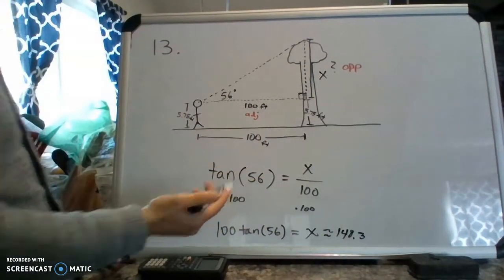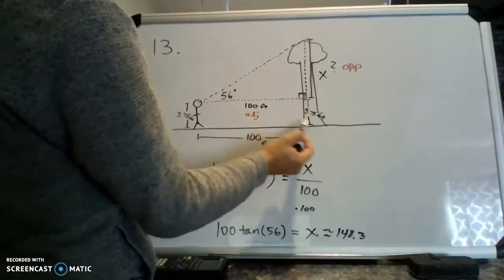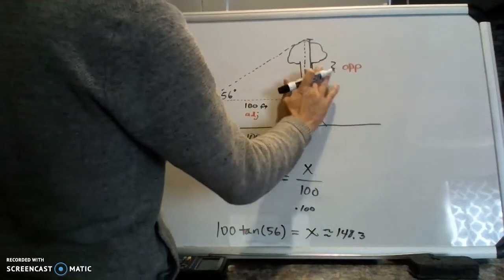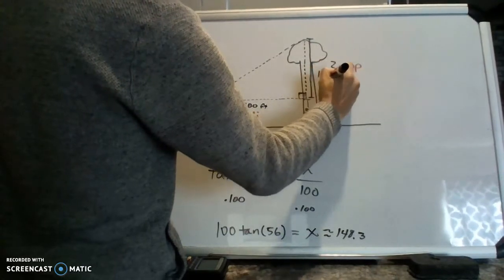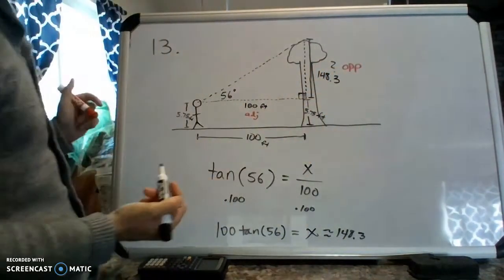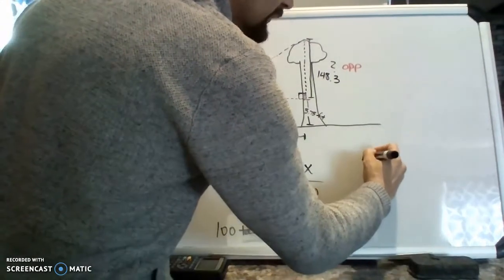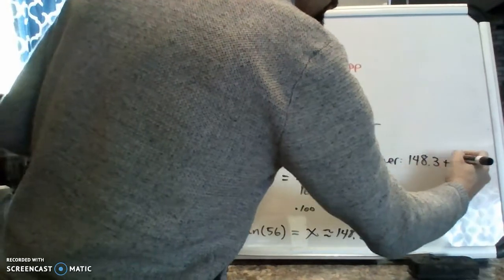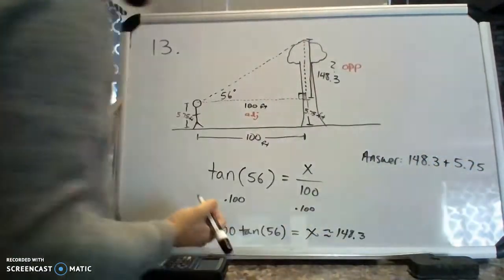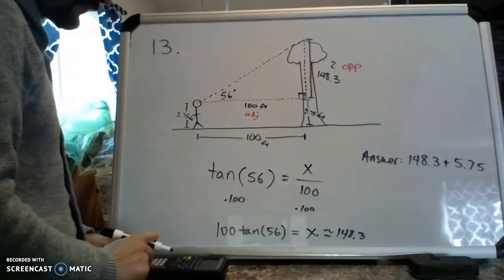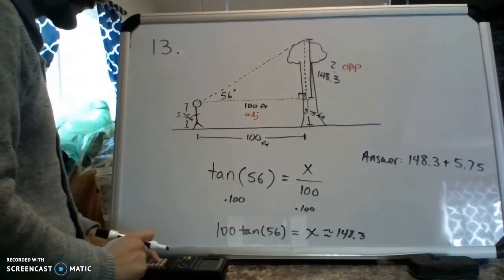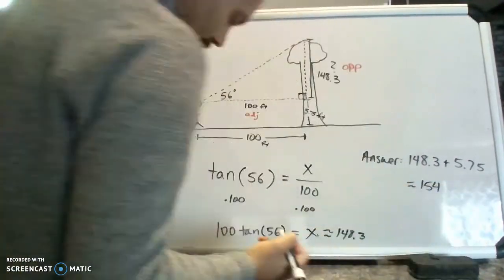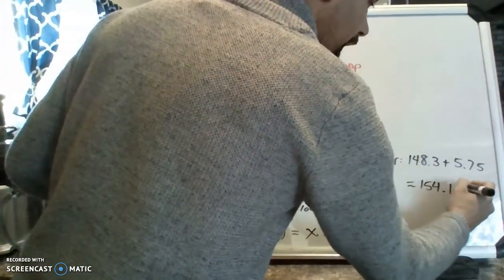Now that's actually not our answer, because we have to remember that there's that little part that we haven't added in yet. So x is 148.3, but we have to add in the 5.75. So the final answer is going to be what we solved plus the height of the person up to their eyes. So 148.3 plus 5.75 would give us a final answer of 154.1.